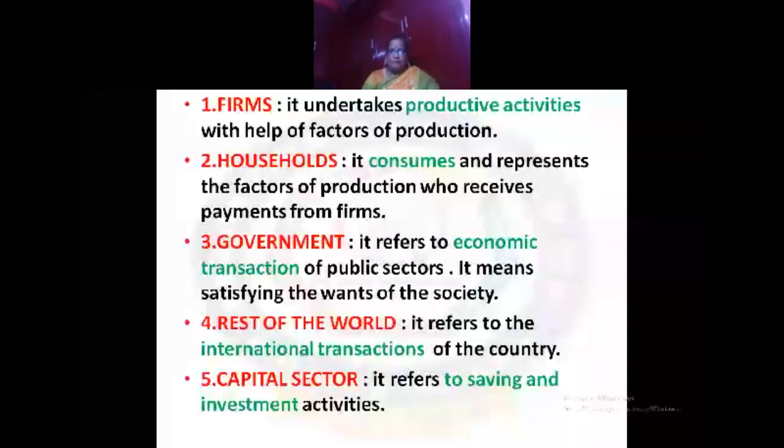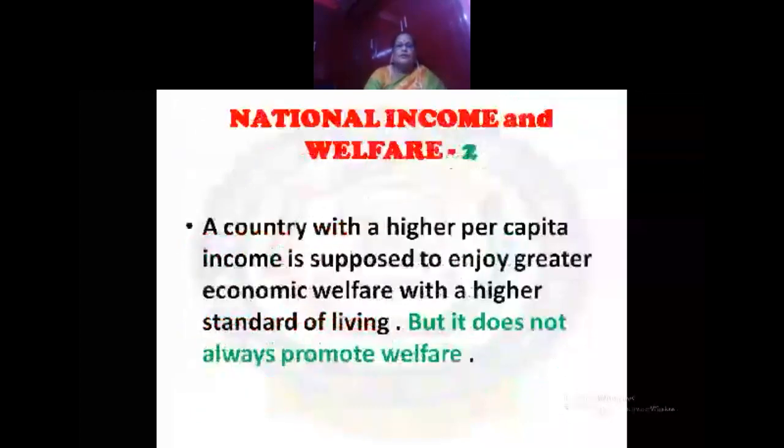Next, the fifth one, capital sector. Capital sector refers to saving and investment activities. It includes the transactions of banks, insurance corporations, financial houses, and other agencies of the money market. They are not included under firms. These agencies merely provide financial assistance to the firms' activities. Now, let us go to the second one.